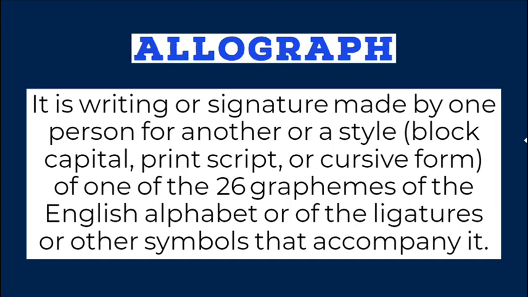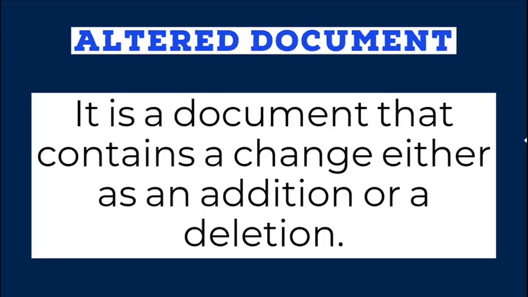Allograph. It is writing or signature made by one person for another, or a style, block capital, print script, or cursive form, of one of the 26 graphemes of the English alphabet or of the ligatures or other symbols that accompany it. Altered document. It is a document that contains a change either as an addition or a deletion.